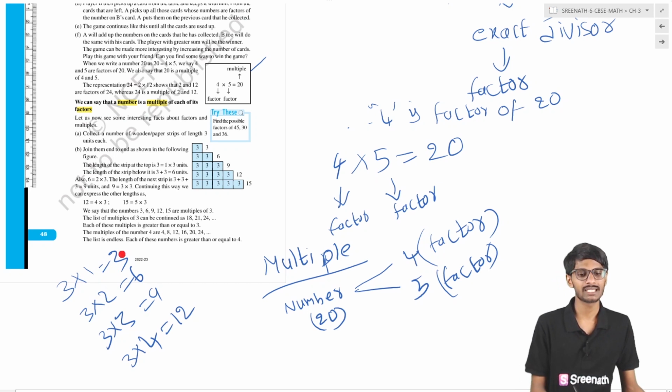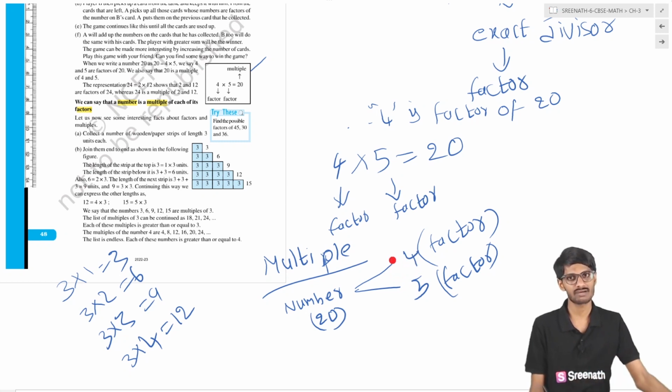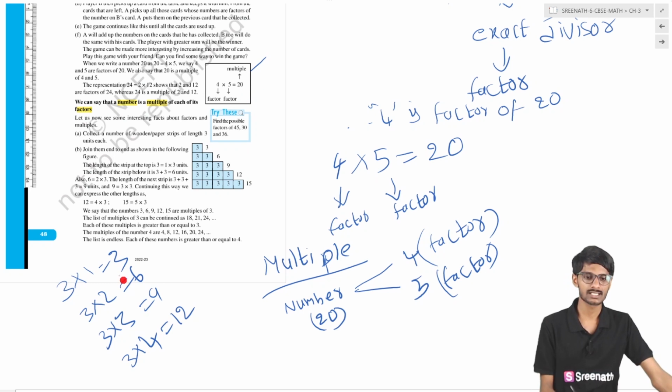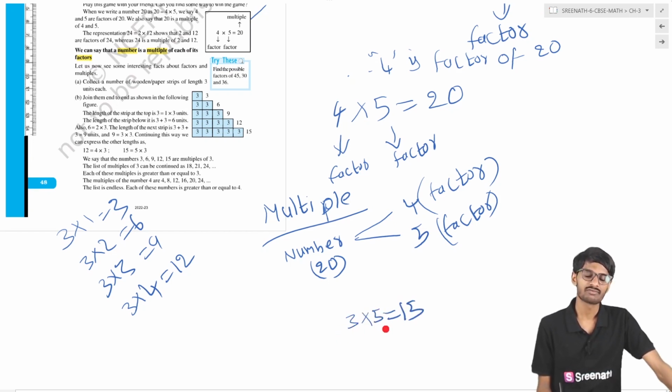and 1. So finally, what are multiples of any number? Factors are the multiples of numbers. I will give some more examples. If you take 3 into 5 equal to 15. Okay students, 5 3s are how much? That is 15. We already know it.